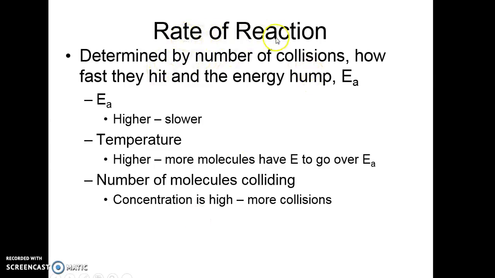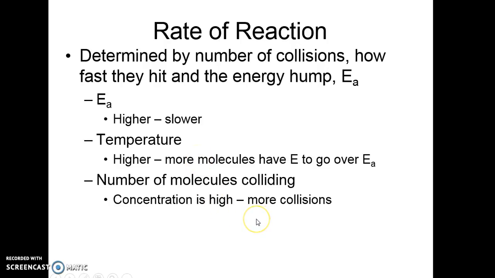So the rate of reaction is determined by the activation energy, but it's also determined by the number of collisions and the temperature. Because if you change the temperature, you're changing the energy available to the molecules. If you have a high temperature, more molecules have enough energy to get over the activation energy. And if you have a low temperature, you have fewer molecules making it over the activation energy.